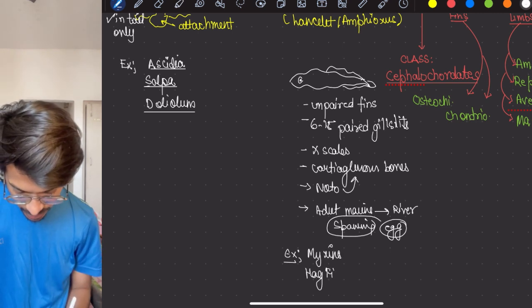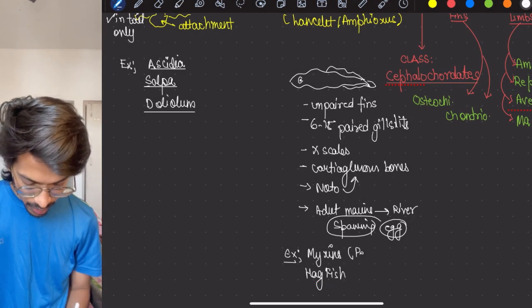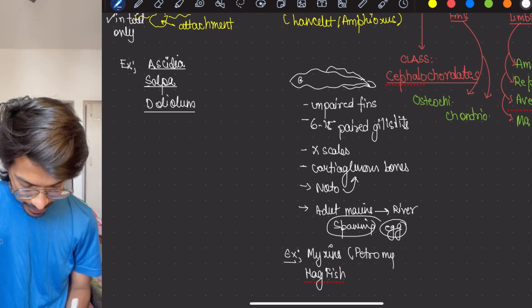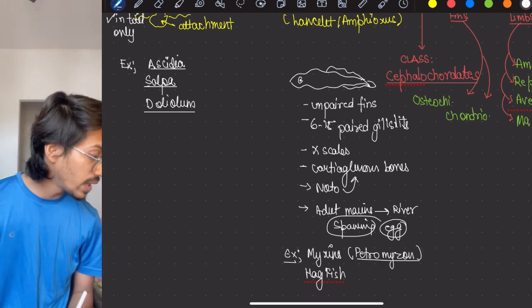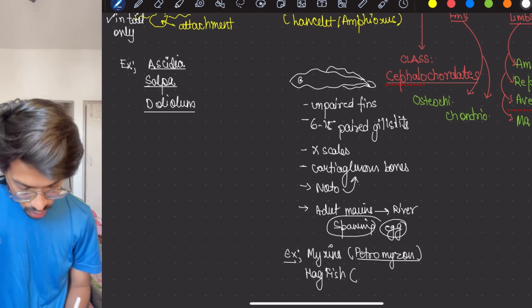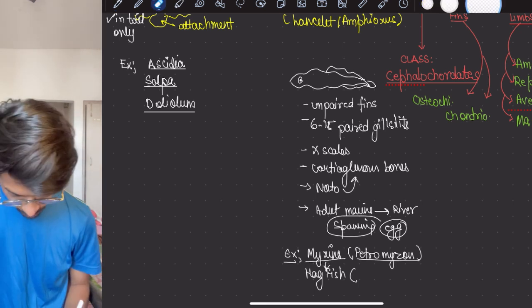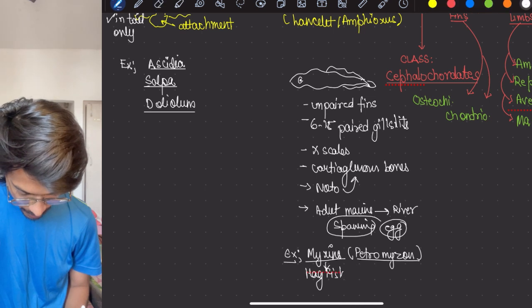So the myxin is what? It is the common name. So the petromyzon is its scientific name. The myxin is the hagfish. Petromyzon is there, which is also called lamprey. That is, this is lamprey.